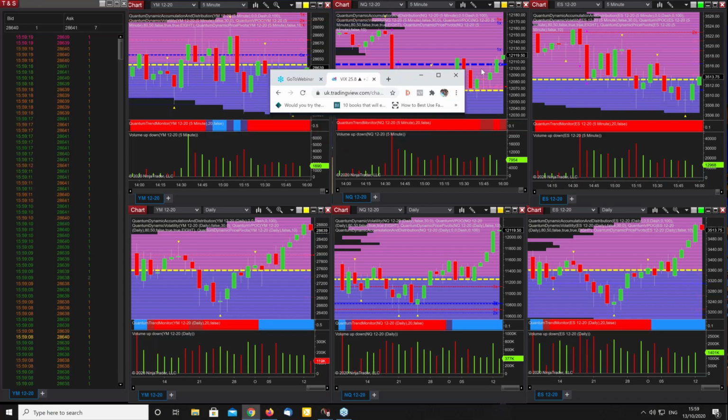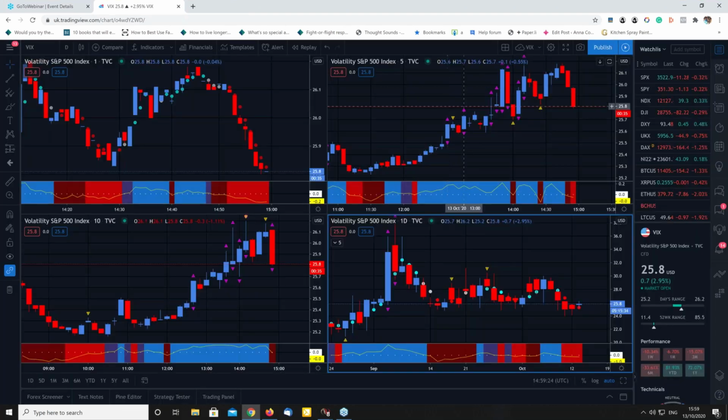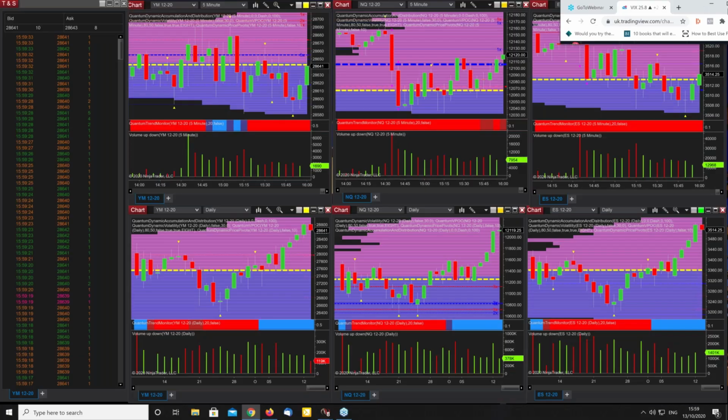Just as we wrap up, let me move that out of the way. There we go. That's where we are on the VIX. That's why we're seeing what we're seeing at the moment. This constant whipsawing. You can see it here on the 10-minute, on the 5-minute. We really haven't moved outside this range. We're up and down in this region, and it's really not going anywhere fast at the moment.